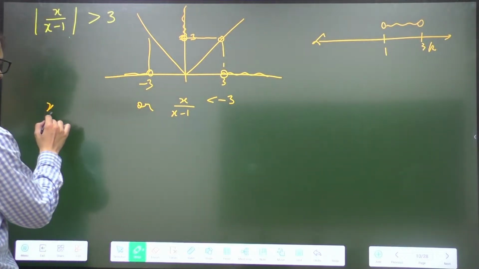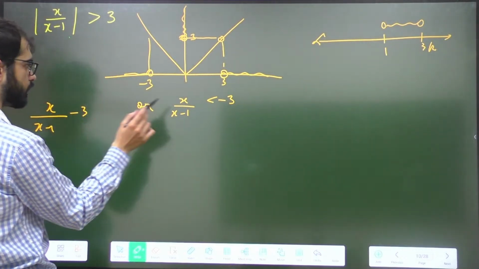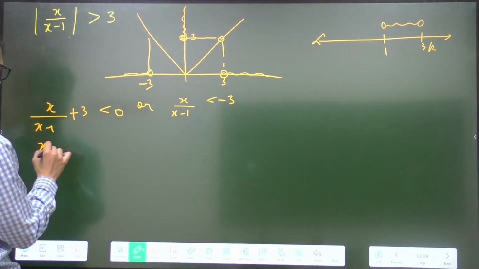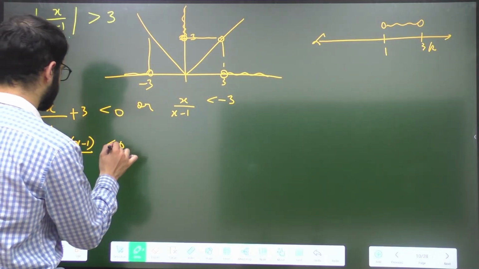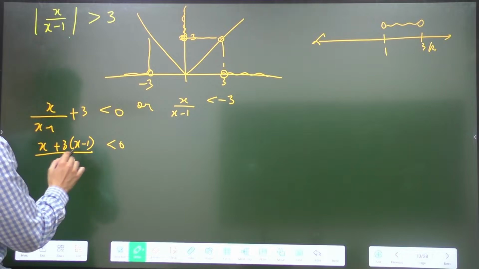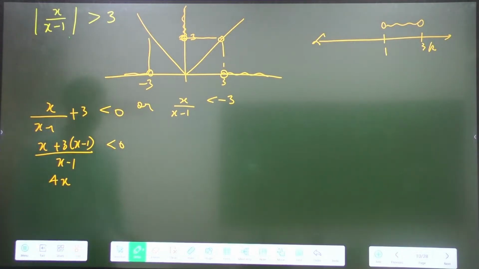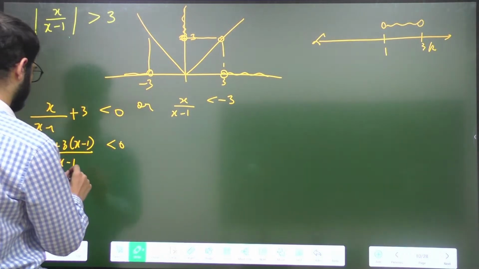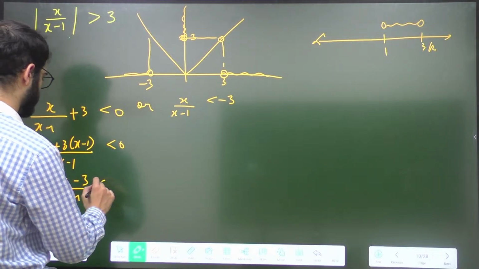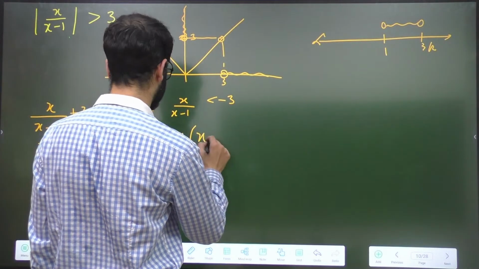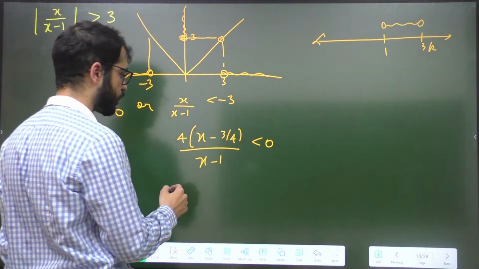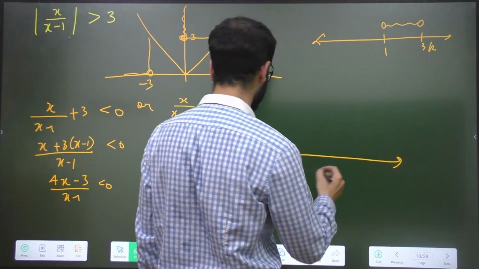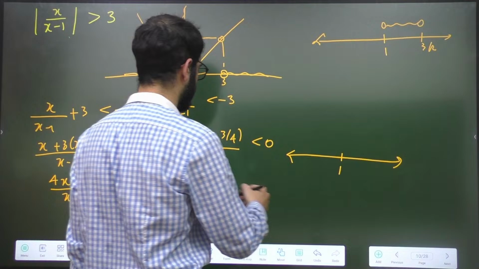Second part says x upon x minus 1 plus 3 should be less than 0. So it becomes x plus 3 times x minus 1 upon x minus 1 less than 0. So it's going to be x plus 3x is 4x. Just a second, x upon x minus 1 plus 3 less than 0. So 3x, okay, right. 4x minus 3 upon x minus 1 less than 0. So if I take 4 common, I'll get x minus 3 by 4 divided by x minus 1 less than 0. What are going to be the two roots? The two roots are going to be 1 and 3 by 4.